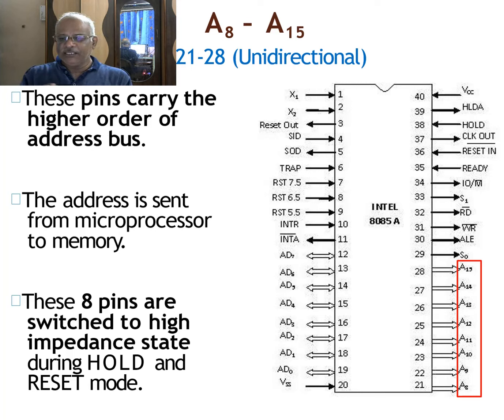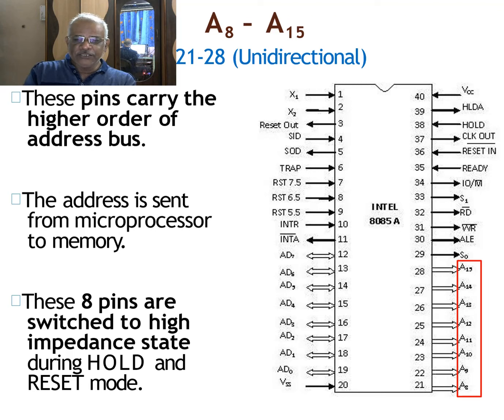Okay, and the pins from 21 to 28 are unidirectional because the address is always given from the microprocessor to the outer world, and they are basically used as the higher byte of the address bus. No data is included, no multiplexing is there. Therefore, the address is going in the outward direction only.